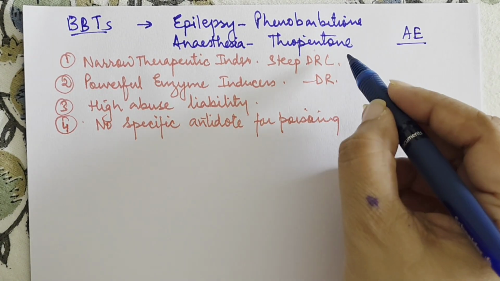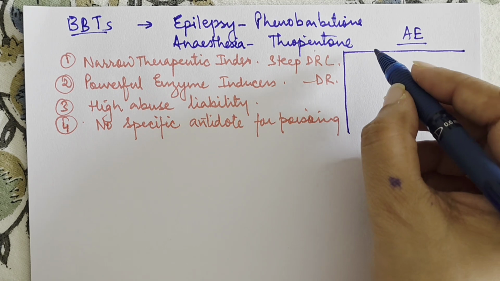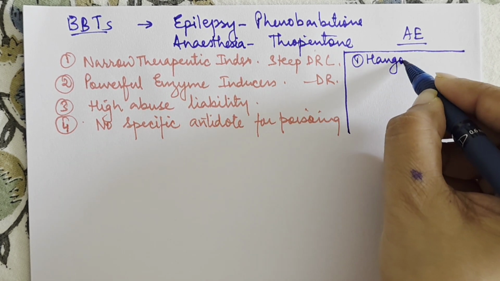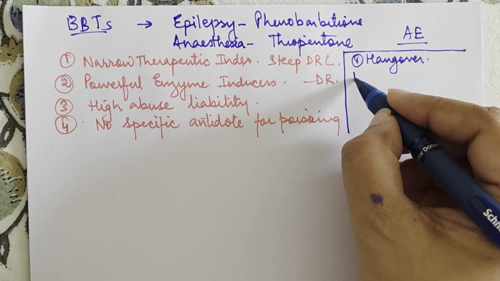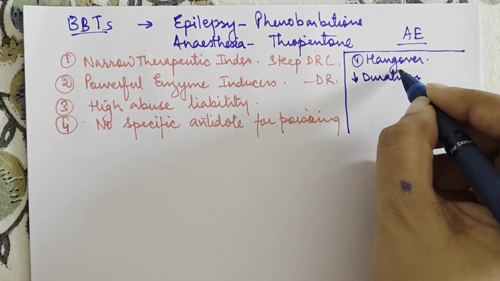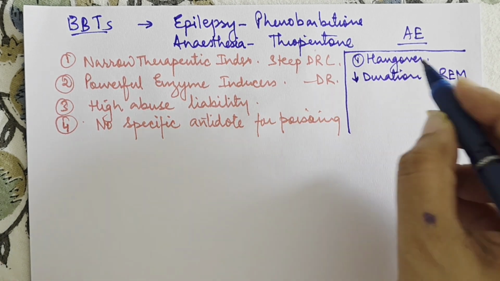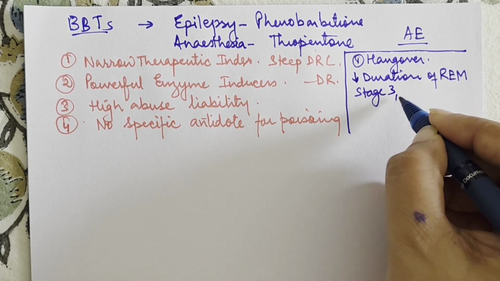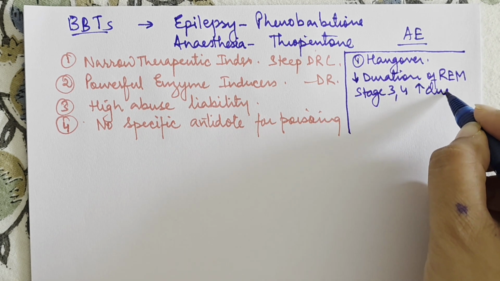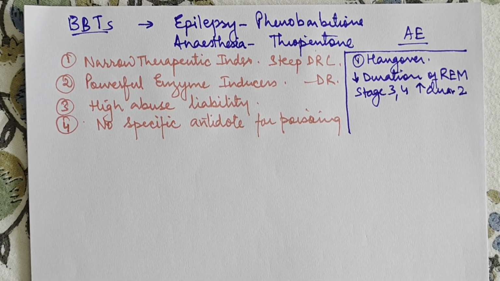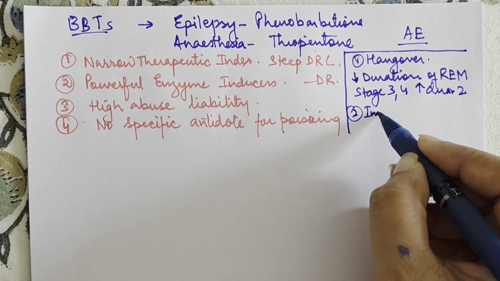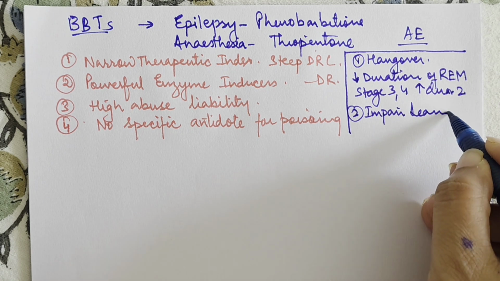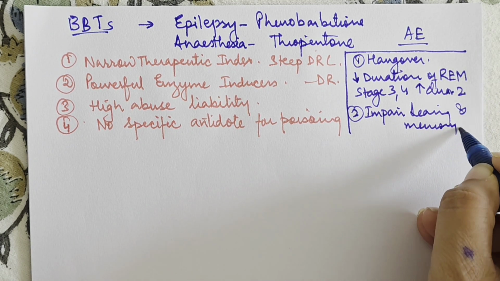What are the adverse effects of these drugs? First of all, they cause hangover because they have a very long duration of action. They also distort the sleep architecture. They reduce the duration of REM and stage 3 and 4, and increase the duration of stage 2. Then they impair learning and memory, so they can cause amnesia.